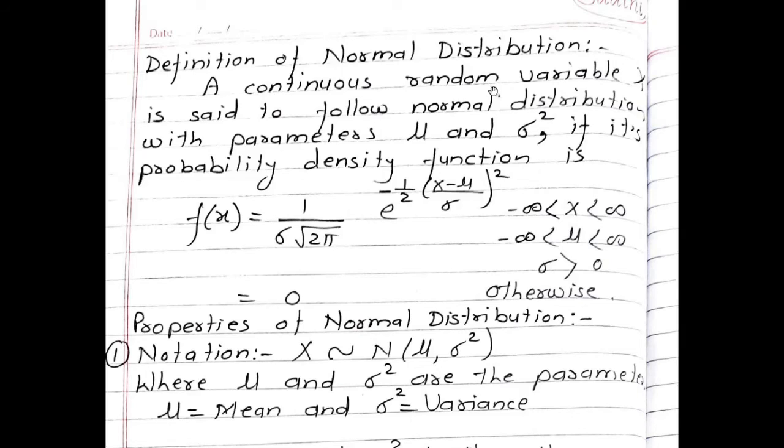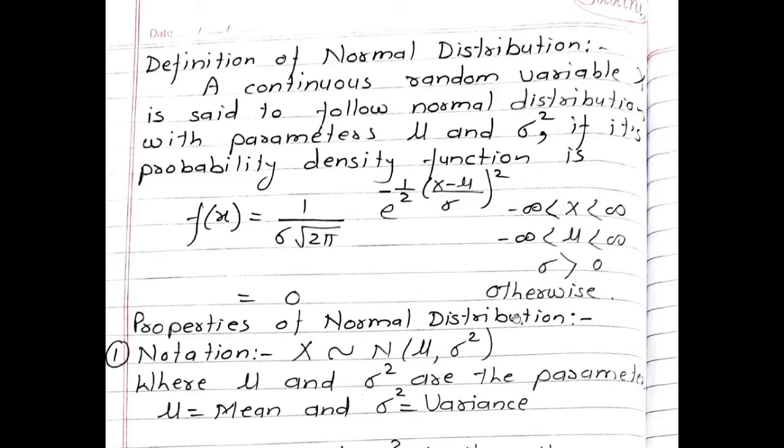See the definition of normal distribution. A continuous random variable x is said to follow normal distribution with parameters mu and sigma square if its probability density function is given by f(x) = 1 upon sigma root 2 pi e raised to minus 1 by 2 ((x minus mu) upon sigma) whole square. The range of x is minus infinity less than x less than infinity, minus infinity less than mu less than infinity, sigma greater than 0, and f(x) equal to 0 otherwise.